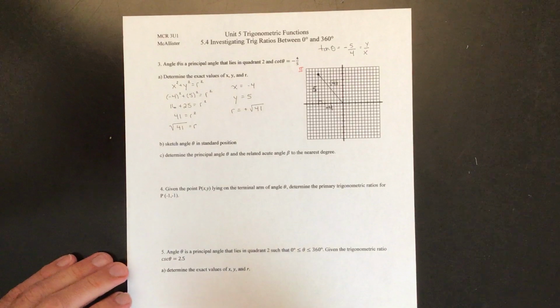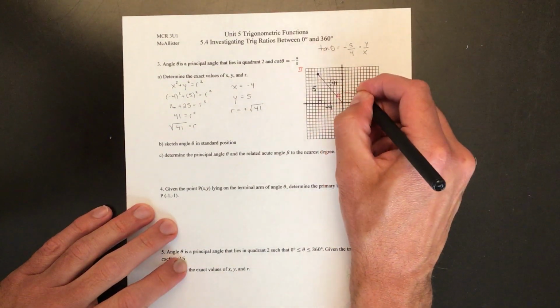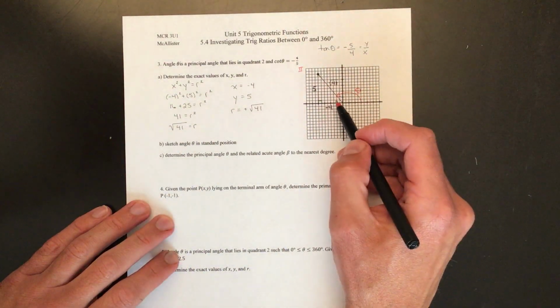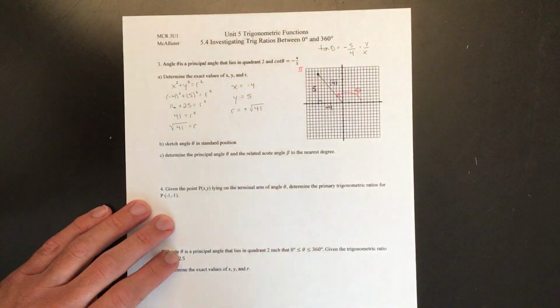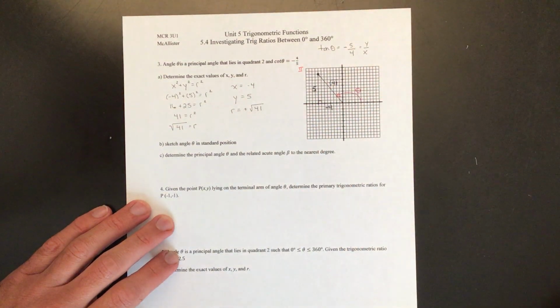Sketch angle theta in standard position. Well, theta, my principal angle, is this. So in order to find my principal angle, I need to find my related acute angle. And again, because I'm in this quadrant, sine is positive. I'm going to stick with sine.